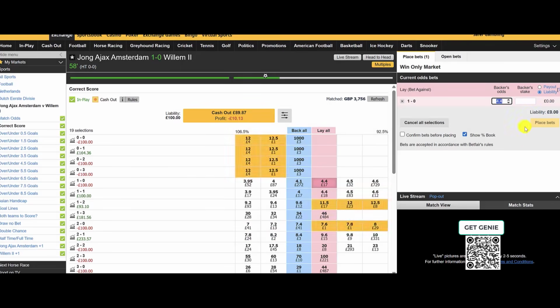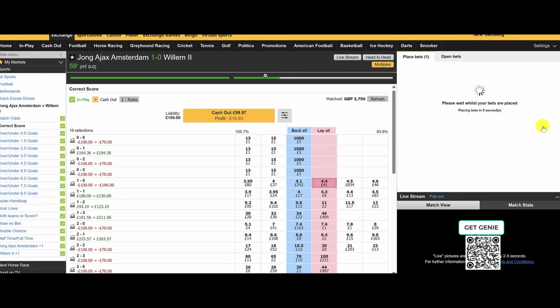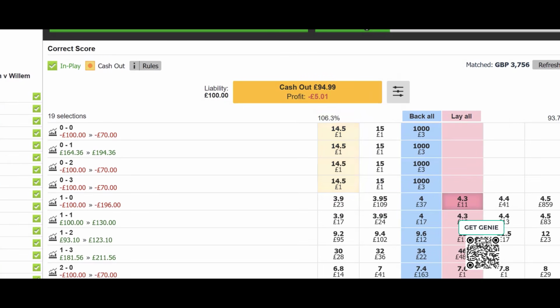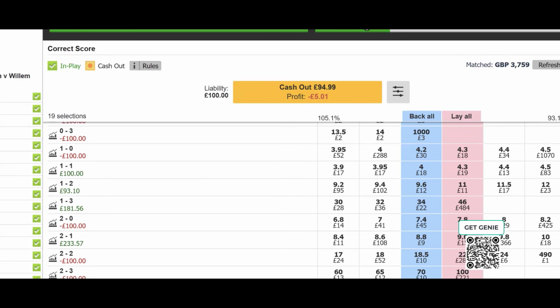So our hand is kind of forced if we want to continue with this trade, and we have to be aggressive at this point. So I'm going to get my full liability in the market to go against this 1-0, and we'll just put that in as a lay around 4.2. We'll leave that there to see if that gets taken. Hopefully it gets taken within the clip, and it is.